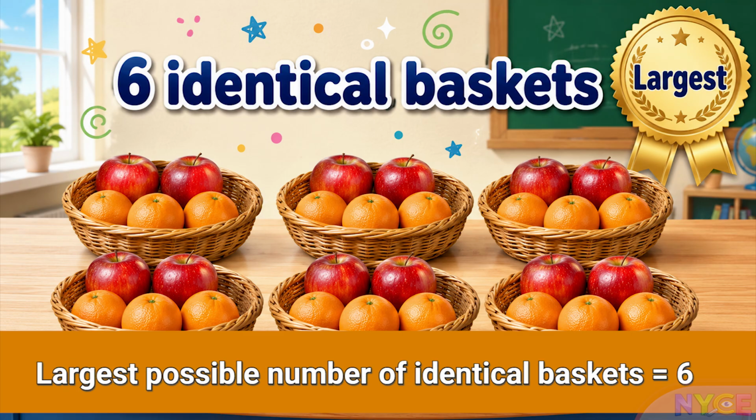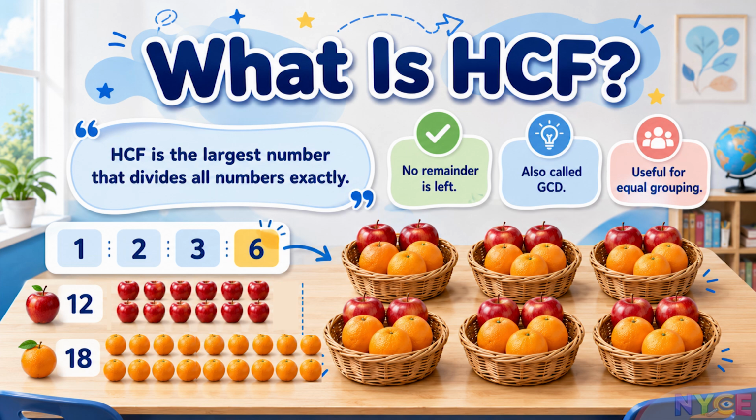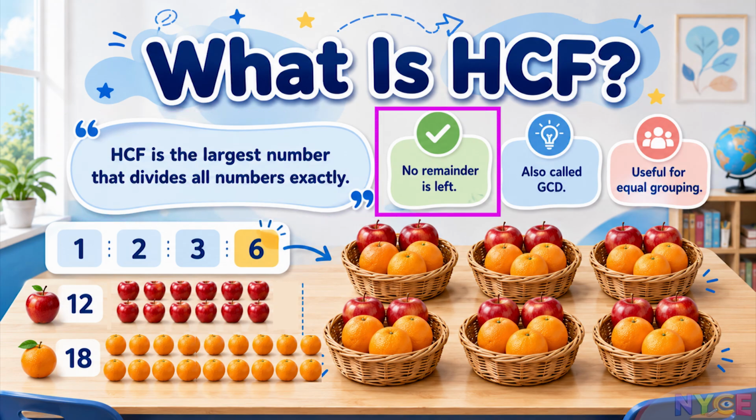This is the need for HCF. When we want to divide things into the largest equal groups without leftovers, we use HCF. HCF means highest common factor. It is the largest number that divides 2 or more numbers exactly without leaving a remainder. Now, let us connect this with prime factorization.